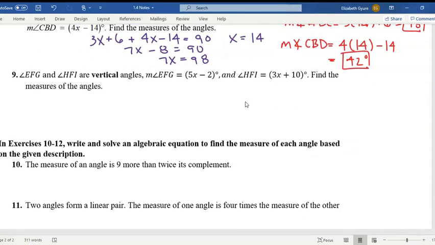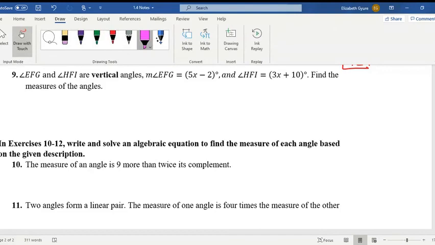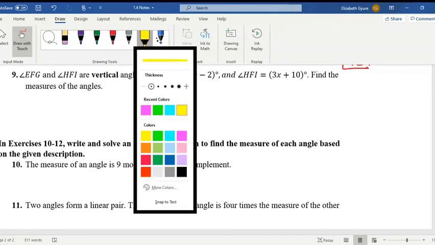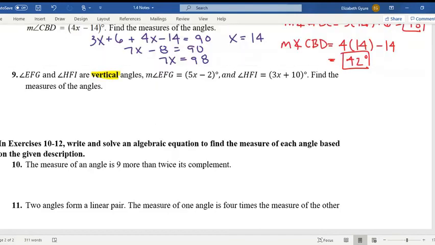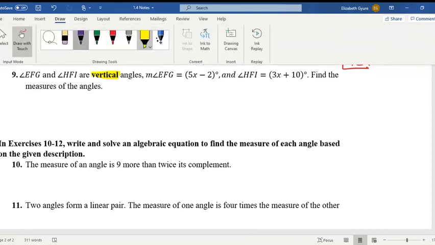Number 9 says angle EFG and angle HFI are vertical angles. The measure of angle EFG is 5x minus 2 degrees, and the measure of angle HFI is 3x plus 10 degrees. Find the measures of the angles. Vocab word here is vertical. And if you go back to the front of your notes, vertical angles are always congruent. So if they're congruent, that means their measures are equal. So set these two angles equal to each other.